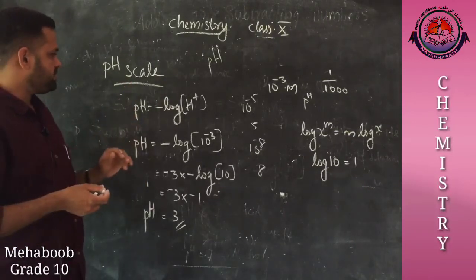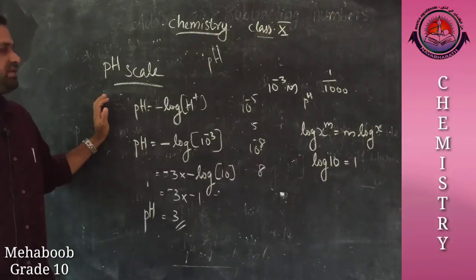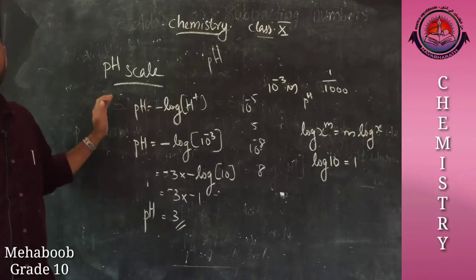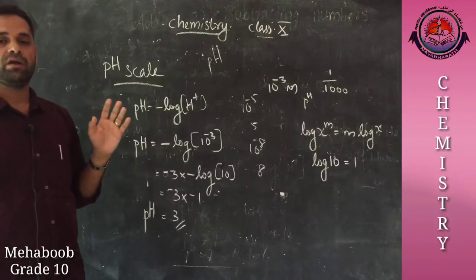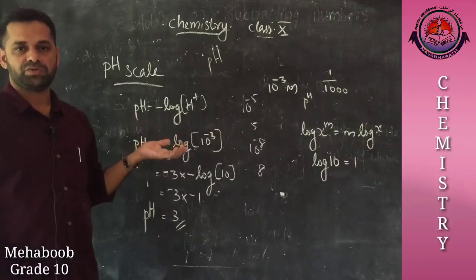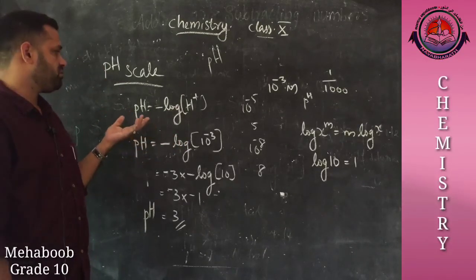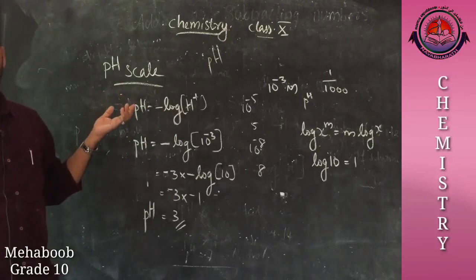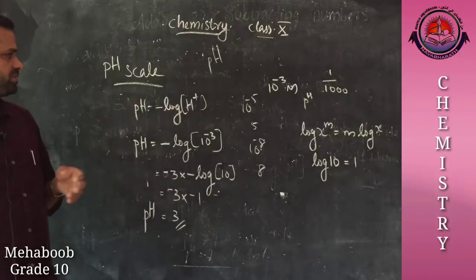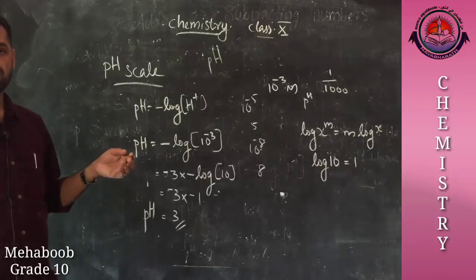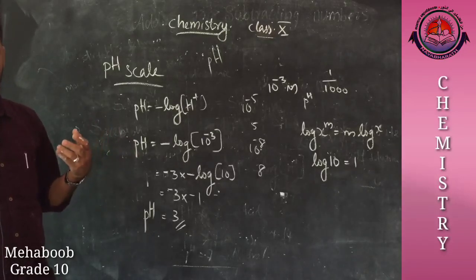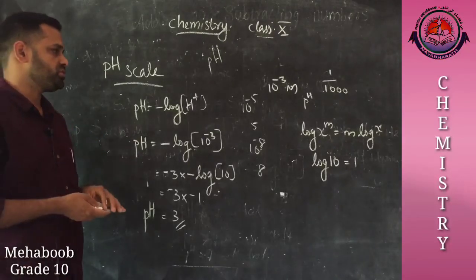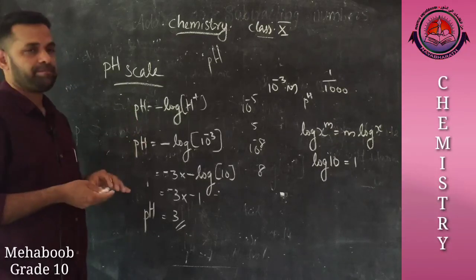So this is about the pH scale. What is the pH scale? It is a scale used for measuring the concentration of H plus ion in a particular solution. In a particular solution, we can find out the value of H plus ion concentration. That is the pH scale.